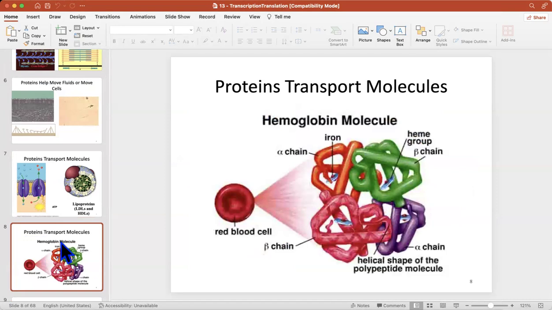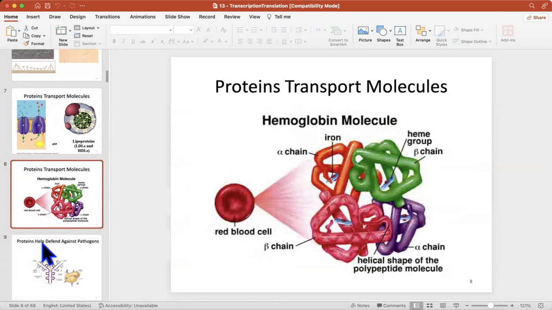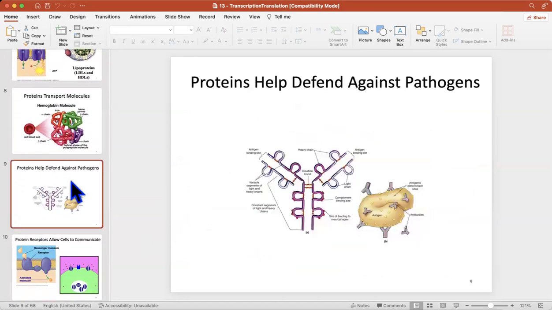And this is the protein in your blood to carry oxygen. That's the hemoglobin. And proteins can work against pathogens. So this is antibody. Antibody is a protein produced by one of your lymphocytes. That's one of the white blood cells belonging to the lymphatic system, and they can target the pathogen.